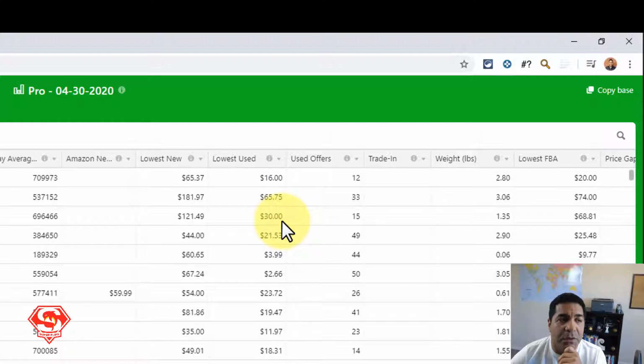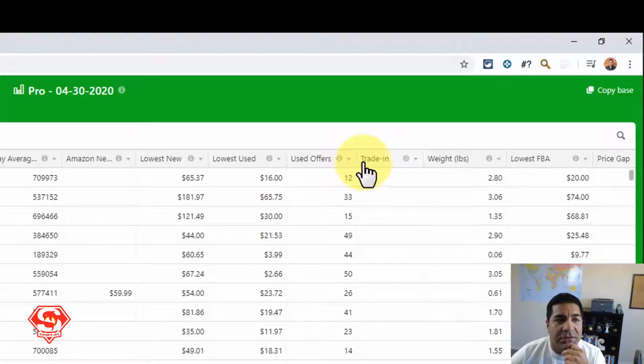So that's the lowest used price for a particular book, which, by the way, could be a prime price. Normally, I'd say 99% of the time it is not. It's a merchant fulfilled price. We've got the number of used offers. We've got the trade-in value, if Amazon has a trade-in.